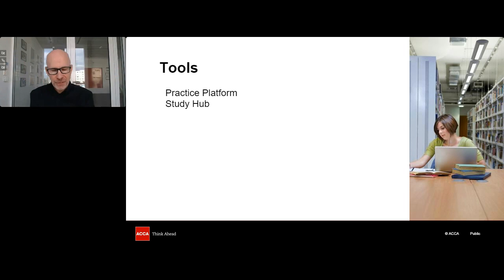Now, if you go into the study hub, that's a different story. There you're going to find a whole bunch of questions that have been updated. So you want to focus on those questions that have been updated.